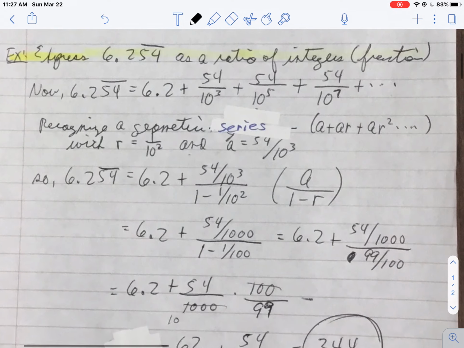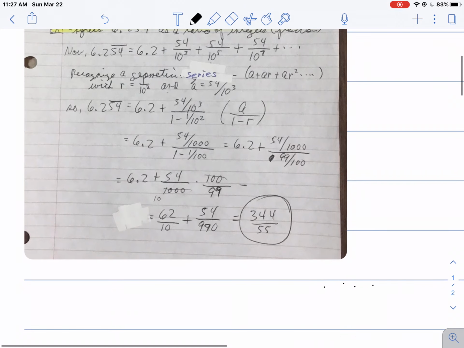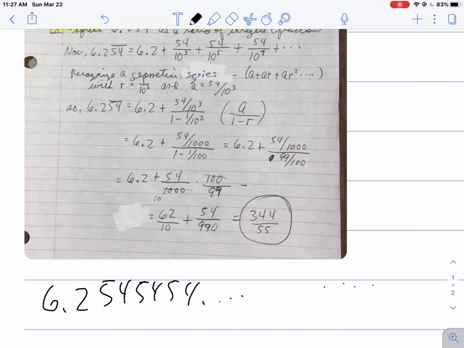In this one, we're looking at a repeating decimal, 6.2 with 54 repeating, and I'm looking at expressing that as a fraction. Well, I can't do what I just did with the 6.2 because the 54 is repeating. If I write that decimal out, I need a little more room. So it's 6.2 54, 54, 54, etc.